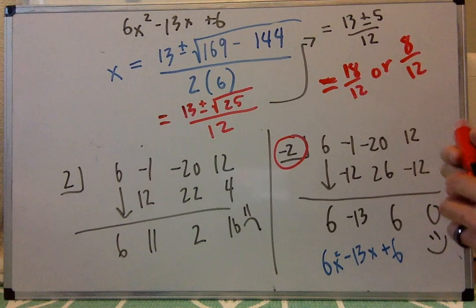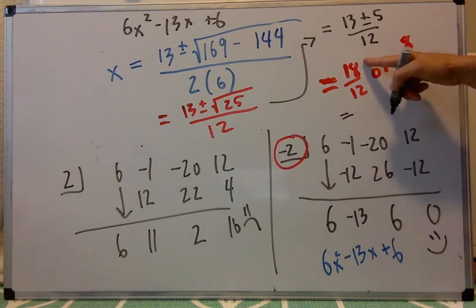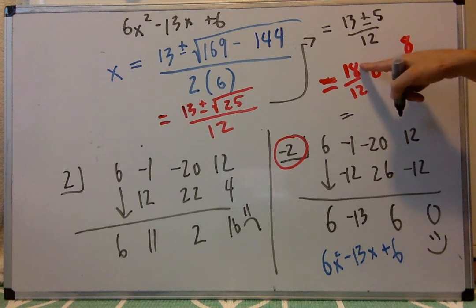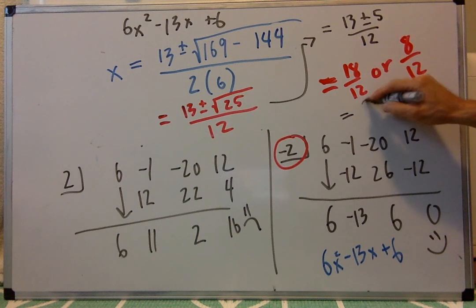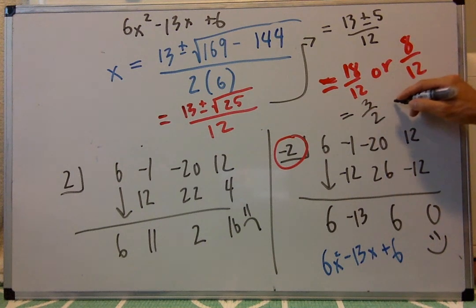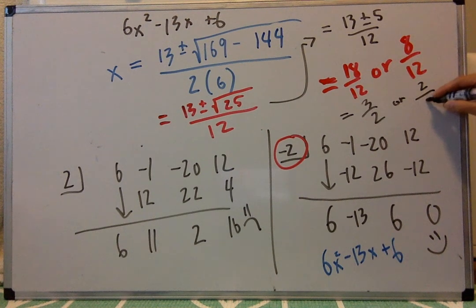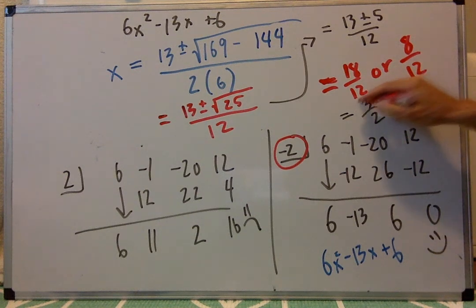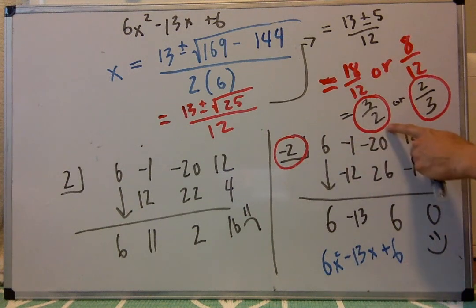And then I can reduce that. 18 divided by 12, divide both of those by 2, that's 9. Actually, no, by 6, yeah? Divided by 6, that's 3. Divided by 6, that's 2, so 3 halves. Or this one is divided by 4, that's 2, divided by 4, that's 3. Alright, so I found my 3 roots. Those 3 guys here. Negative 2, 3/2, or 2/3.